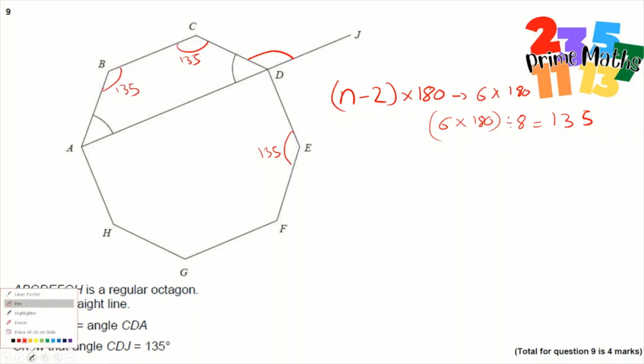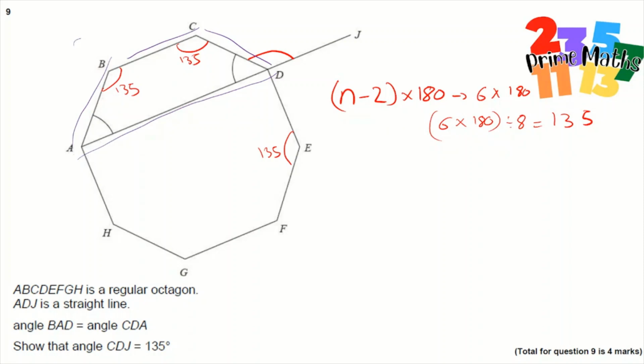My next step is having a look at the quadrilateral at the top that goes from A to B to C to D. I know that my quadrilateral adds up to 360, so if I do 360, take away 2 lots of 135, that is going to give me 360, take away 270, which is 90. Both of these angles are the same, meaning that these angles are both 45 degrees.